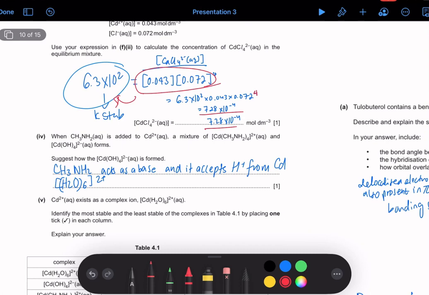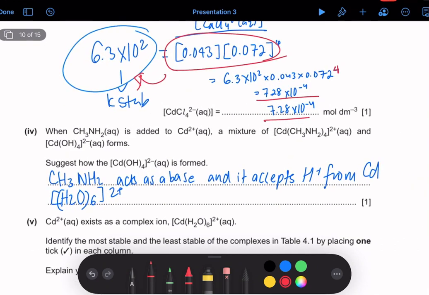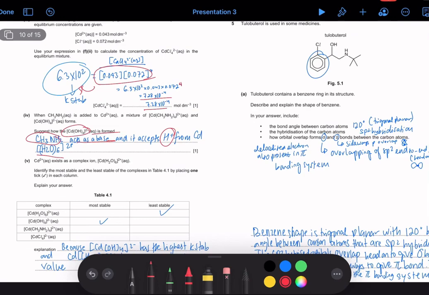When CH3NH2 is added to Cd2+, a mixture of Cd(CH3NH2)4 2+ and Cd(OH)4 2- forms. Suggest how Cd(OH)4 2- is formed. Again, your CH3NH2 will act as a base, and it accepts a proton from Cd(H2O)6 2+. That is how your Cd(OH)4 2- is formed. It accepts the proton.